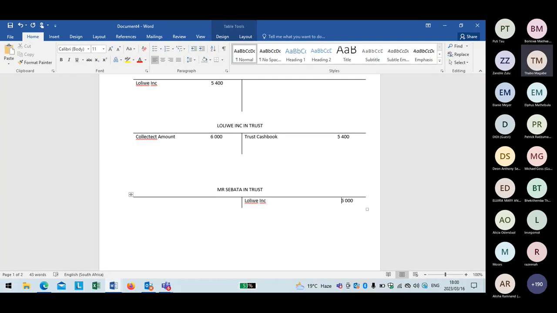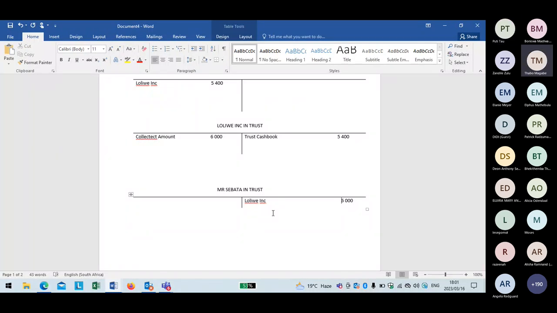Lollyway. Instead of Lollyway. Yes, in trust. Say, we've debited Lollyway Inc. and credited Mr. Sibata. So what is the question? Your question is, why are we crediting Mr. Sibata and not Lollyway? Yes, is it because we are the law firm as Sibata? Is it the Sibata the one who's collecting money from Lollyway?